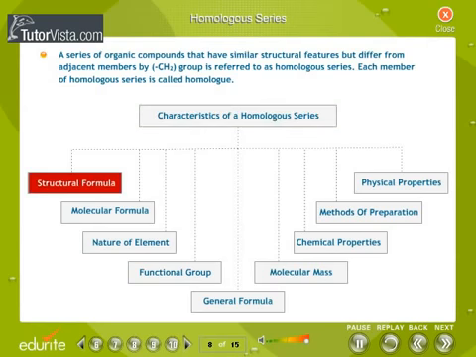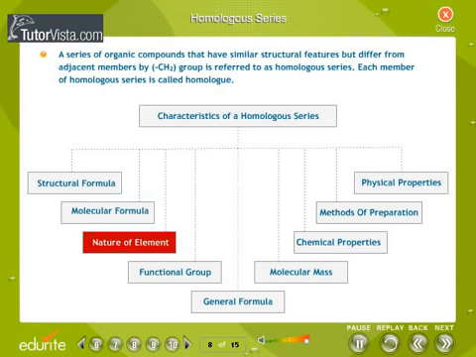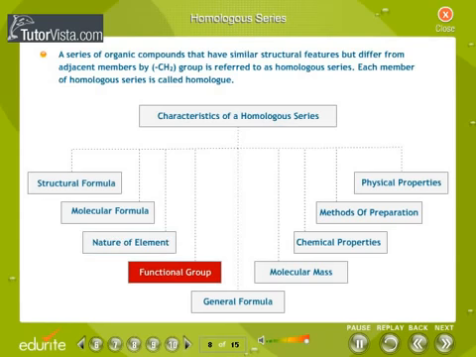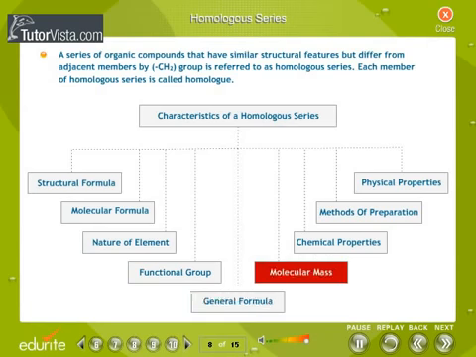Structural formula. All the members of the homologous series have the same structural formula. Molecular formula. The molecular formula of different members of a homologous series differs from the previous and next member by CH2. Nature of element. All the members of the series have the same type of elements. Functional group. All the members of a homologous series contain the same functional group. General formula. Members of a homologous series can be represented by a general formula. Molecular mass. The molecular mass of any 2 consecutive members differs by 14 units.